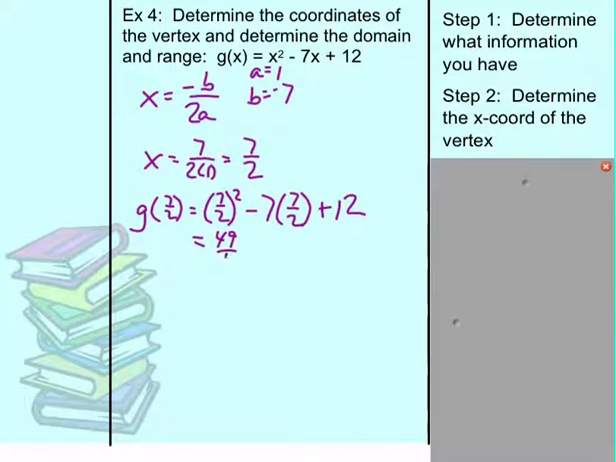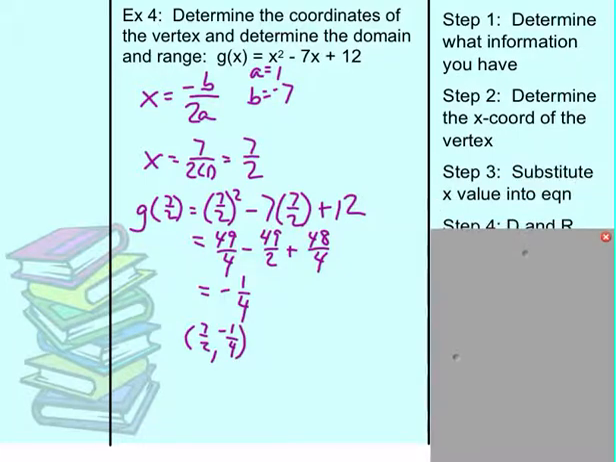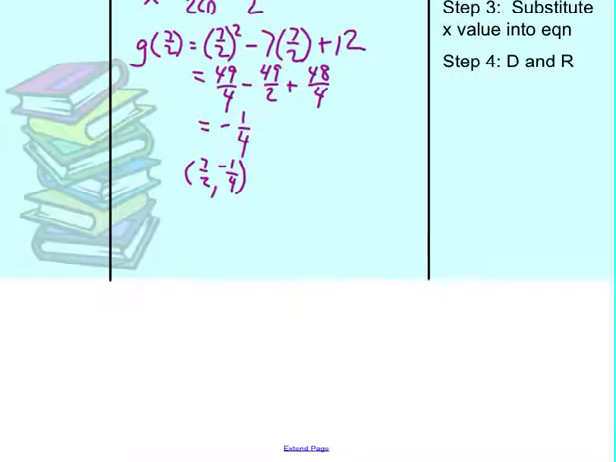So we get 49/4 again, minus 49/2. So this looks to me like it is the same that we had before. So I'm just going to jump to that answer we got before, negative 1/4. So the coordinates of the vertex, remember your vertex you should be writing as an ordered pair. We had 7/2, negative 1/4. Sorry, in step 3, substitute the x value into the equation. We did that. And then our last piece, we're looking for that domain and range again.